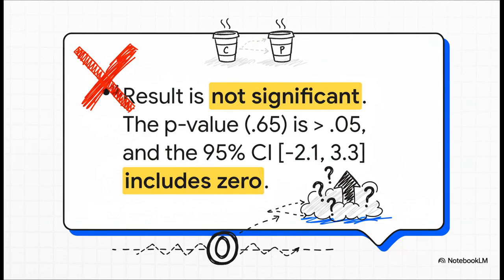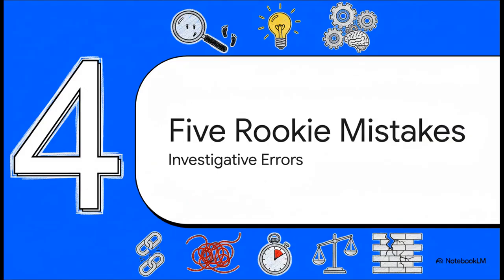So our conclusion here is pretty clear, right? The result is not statistically significant. And again, we explain why. The p-value is way too high, and the confidence interval swallows 0 whole. This means the tiny difference they saw between the caffeine and placebo groups could easily just be random noise. There's no convincing evidence here. The trail's gone cold.